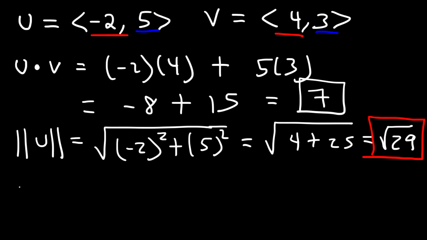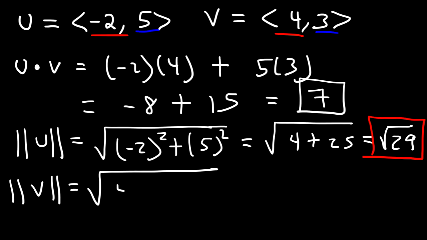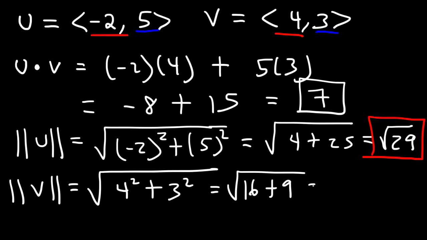Now the next thing we need to do is calculate the magnitude of vector v using the same process but with different numbers. So it's going to be the square root of 4 squared plus 3 squared. So that's 16 plus 9, which is the square root of 25, and that's equal to 5.